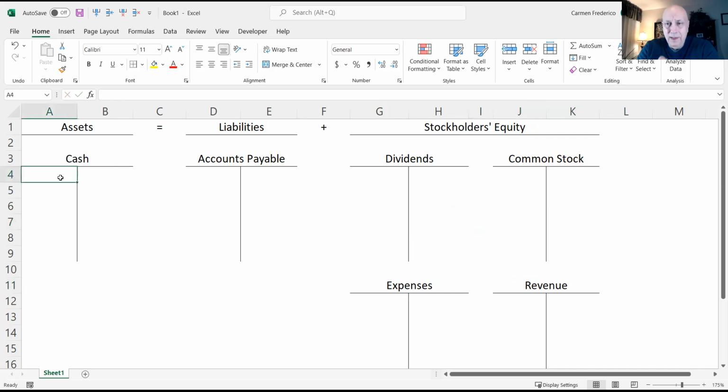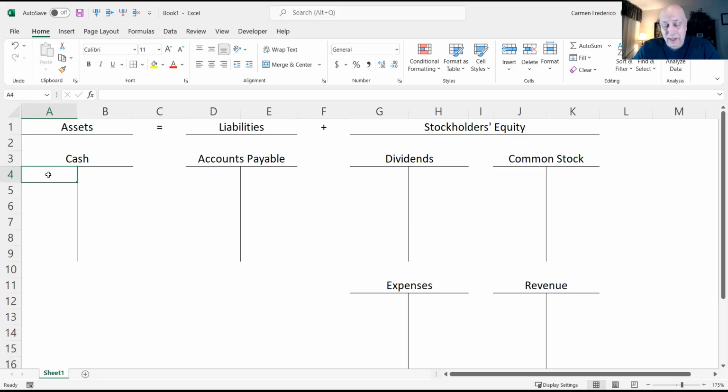So cash, what side of the equation is cash on? Cash is on the left side of the equation. So increases go on the same side of the T account that the account falls on in the equation. Cash is on the left side of our equation, so when cash increases, it goes on the left side.